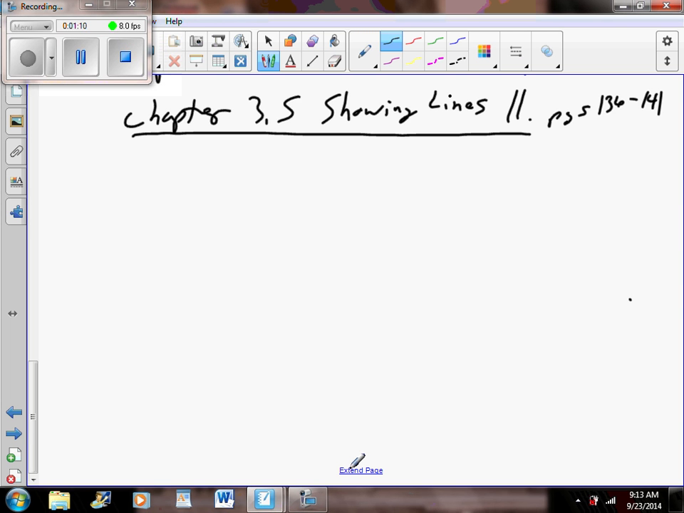If I have two lines cut by a transversal and alternate interior angles are congruent, then that means the lines must be parallel, because that's the only time that that's going to happen. So we're just taking what we learned in 3.4 and we're running this in reverse now.